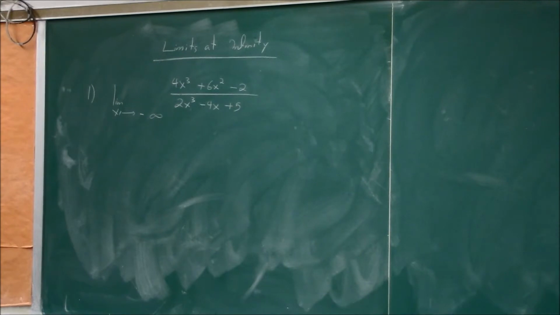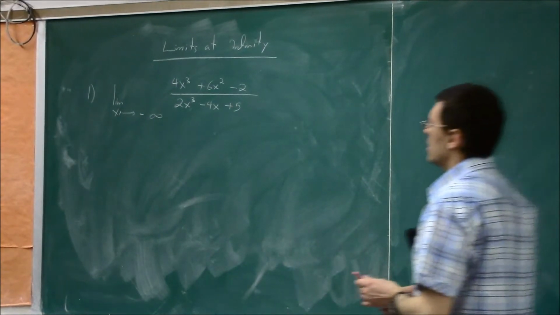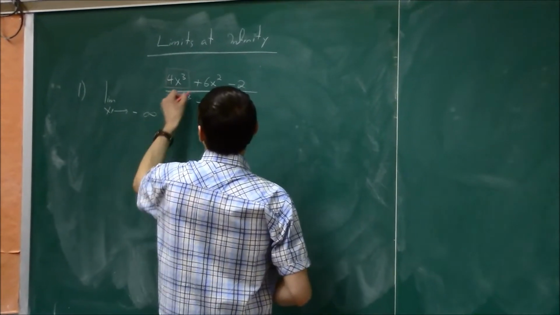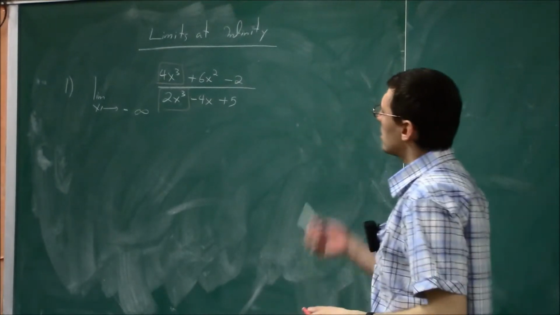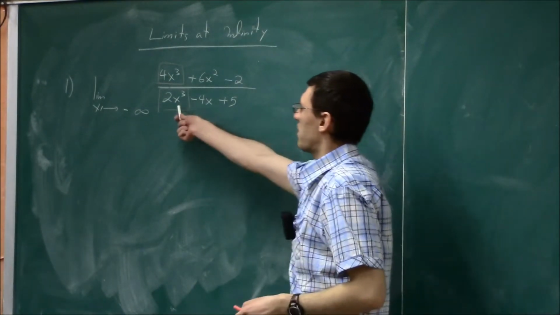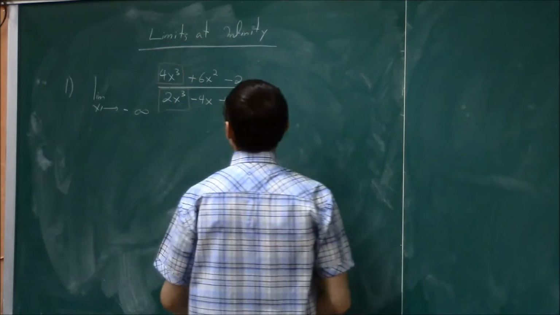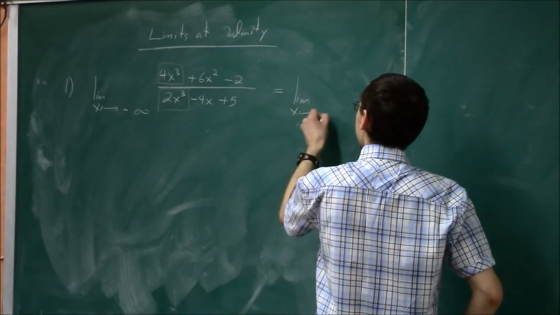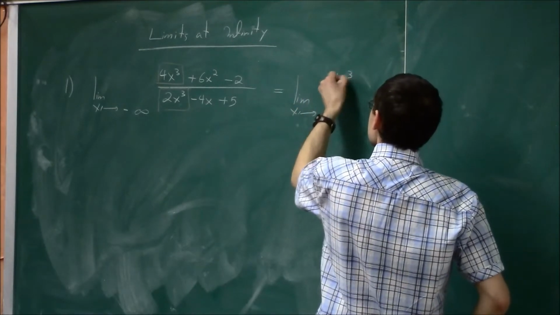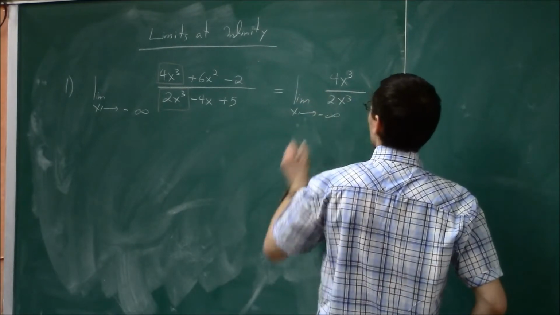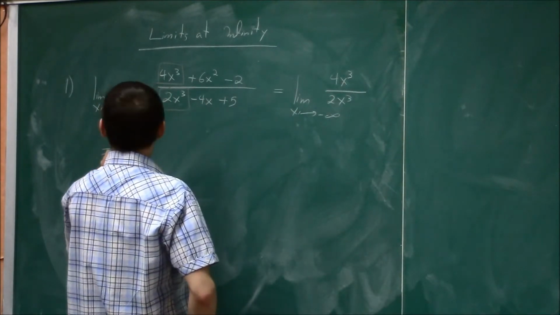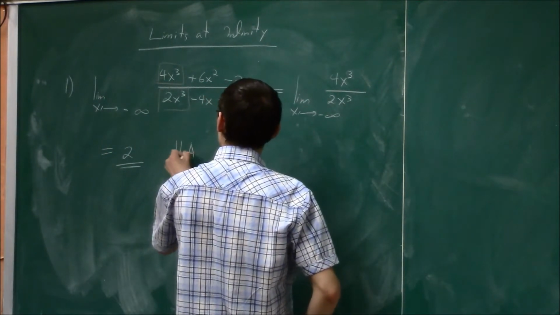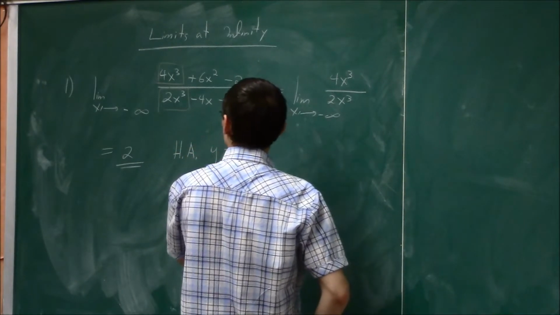As explained already in previous lectures, this is very easy to calculate using what I call the box method. What you do is you box the leading term of the numerator and denominator, so both the power and its coefficient. So this limit is the same as 4x cubed over 2x cubed, which is just simply 2. Remember that this means that we have a horizontal asymptote y equal to 2.